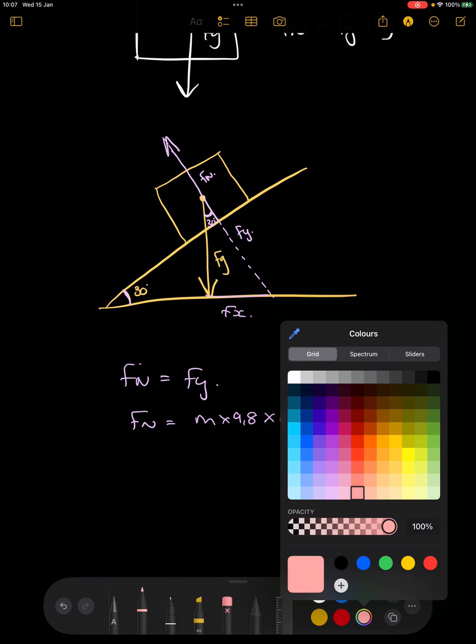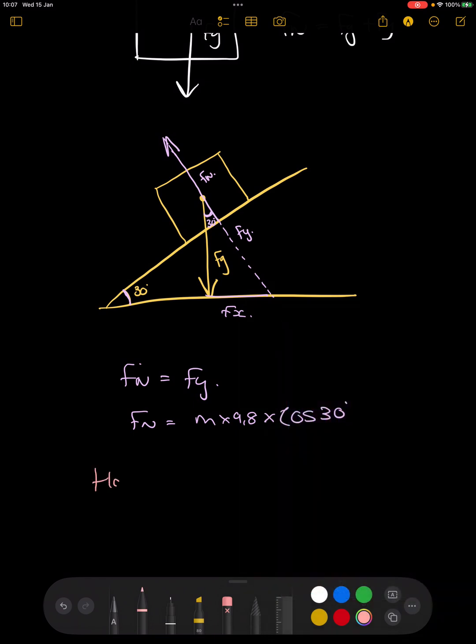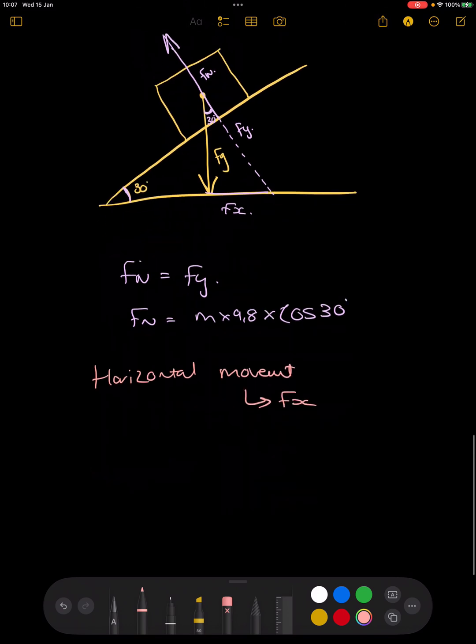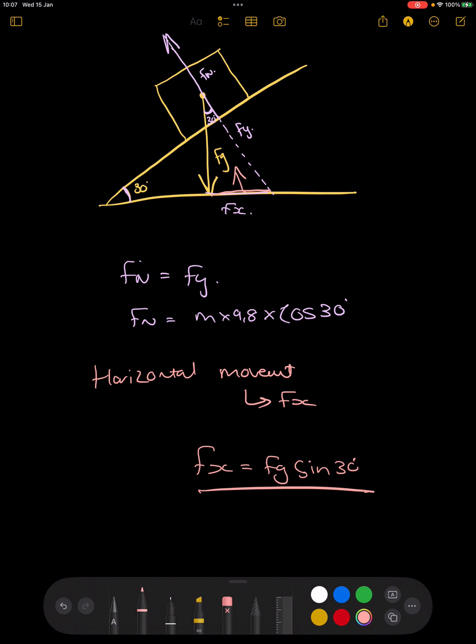Anytime there's horizontal movement, and this is quite important, we'll talk about this again, in this case you're going to be working with Fx, which is going to be equal to sine 30, because if you want to calculate this, it is opposite, so therefore you're going to be relying on sine to do that. So that is normal force. Then gravitational force we spoke about.